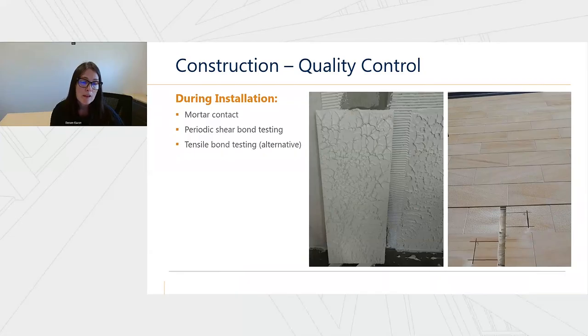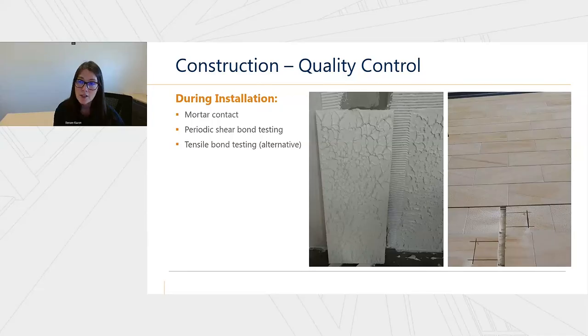Then during construction, we want to also have quality control measures. A couple of options that we have here. The stone ASTM C1242 outlines a measure that is non-destructive, which is kind of nice to use during construction, where you basically randomly pull off a tile or an adhered veneer unit and be able to confirm the backside of that. And that's the image on the left-hand side here.